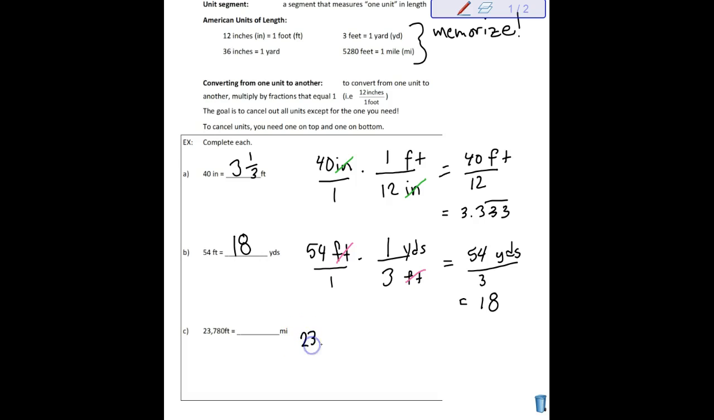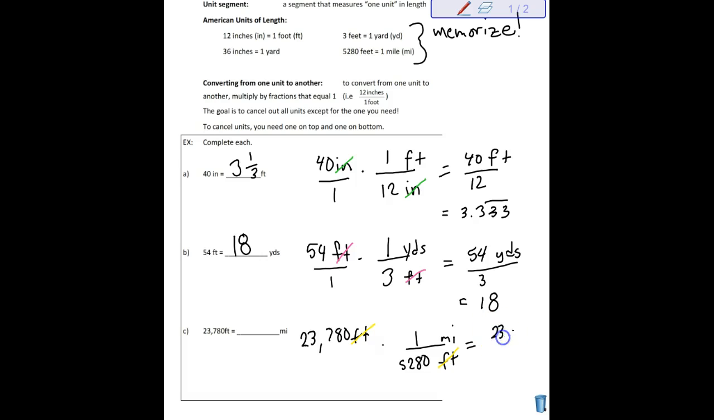Let's take a look again at 23,780 feet, and we're going to convert to miles. So we have feet down here, and I know that 5,280 feet is the same as 1 mile. So then our feet are going to cancel just fine like that. So now I go ahead and I multiply it out.